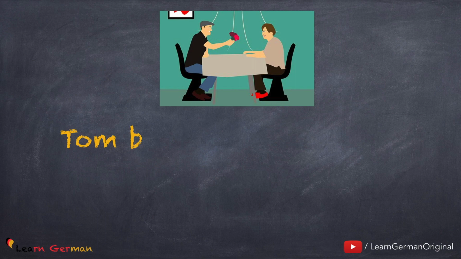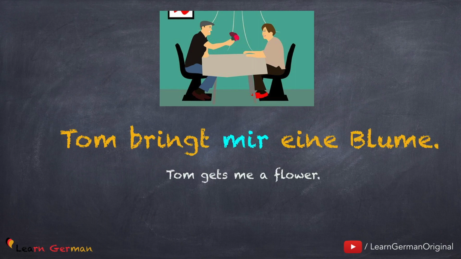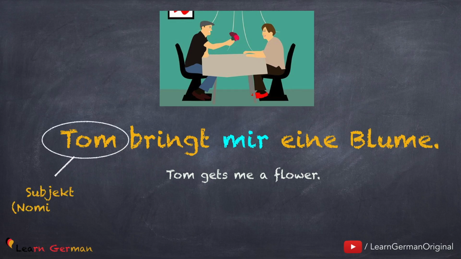Let's look at the next sentence. Tom bringt mir eine Blume. Here, Tom is the nominative subject. And as you can see, there are two objects in the sentence, mir and eine Blume.